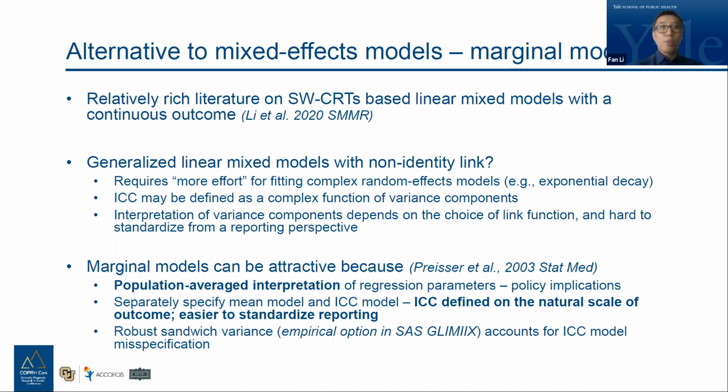These models also separately specify the mean model as well as the ICC model, and the ICC parameters in a marginal model are often defined on the natural scale of the outcome, and so they may be easier to standardize the reporting from that perspective. Finally, even if the ICC model is misspecified in this marginal model framework, we can always apply the robust sandwich variance as a fix to account for model misspecification, and this fix is often available in existing SAS procedures such as SAS GLIMMIX, with the empirical option.